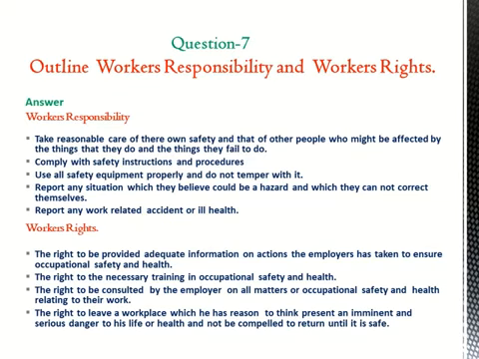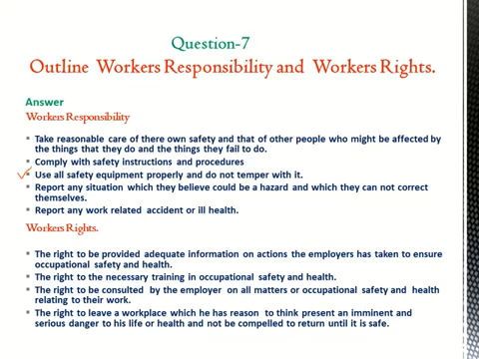So outline the workers' responsibilities and workers' rights. What are the responsibilities of workers? What are the rights of workers? Workers' responsibility is to take reasonable care of their own safety as well as that of other people who might be affected by the things that they do and fail to do. The second one is to comply with the safety instructions and procedures. What instructions are given by the company to the workers, they have to comply with. What procedures have been told by the department to the workers, they have to follow.